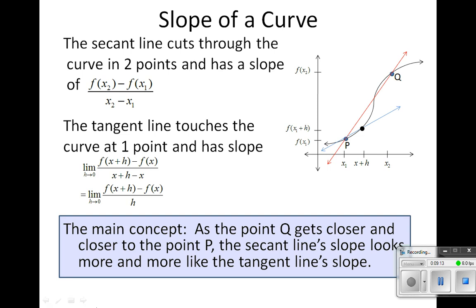Okay, I put here at the bottom the main concept is that as Q gets closer to P, our red secant line becomes more and more like the blue tangent line, and that the blue tangent line will eventually be tangent to the curve, and the line that's tangent to the curve at point P is the definition of the slope of the curve at point P.